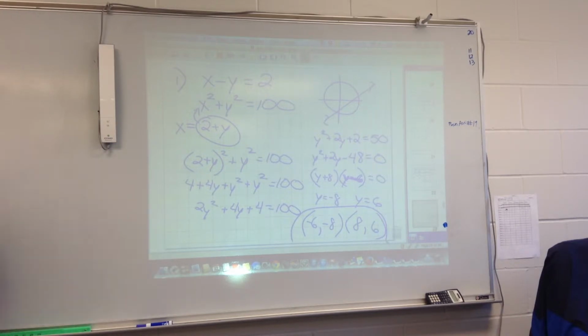Is that the same one in the test? That's close. Yeah, on the bottom one you had x squared equals 100. Yeah, it's the same. You're right, same one. Does the answer look familiar? Yeah, I got it.